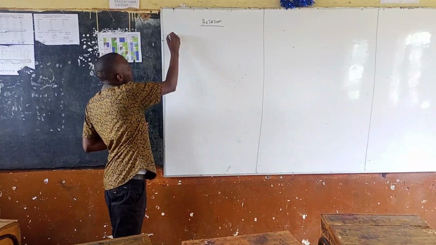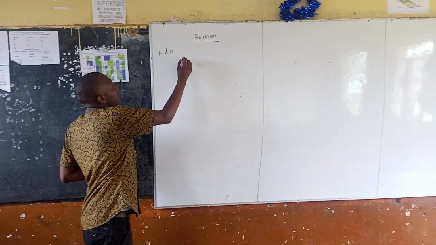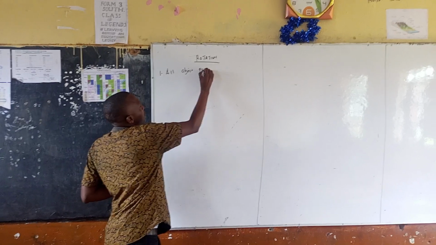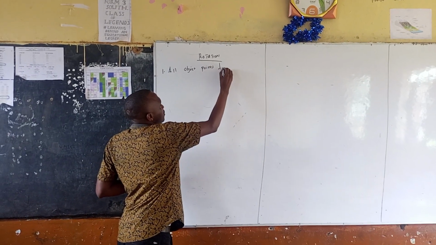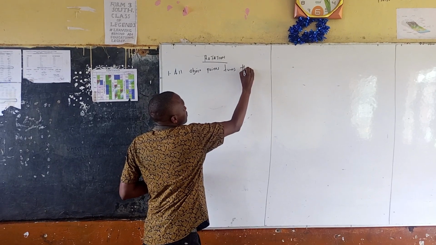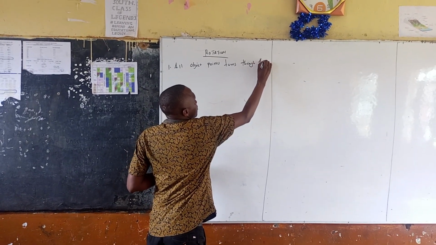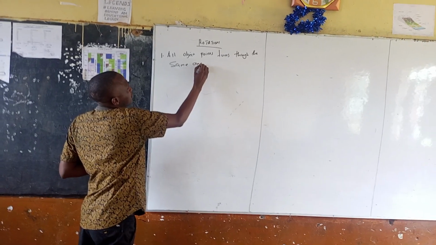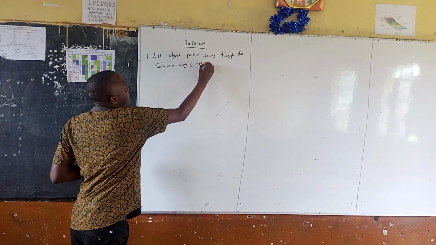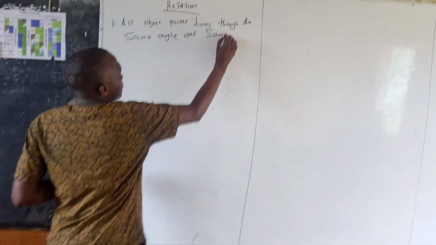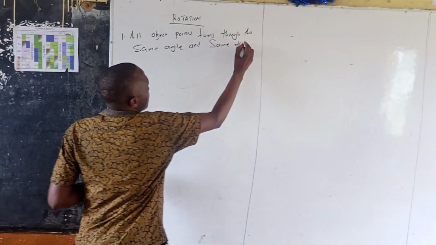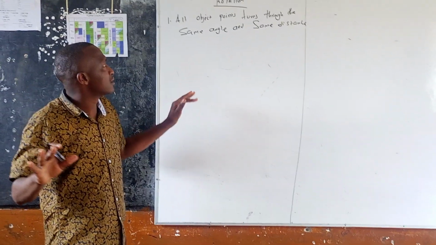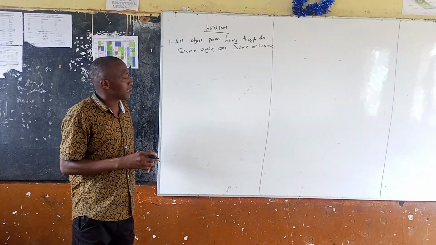Number one, all object points turn through the same angle, in the same direction, and same distance. So all object points under any rotation turn through the same angle and same direction.